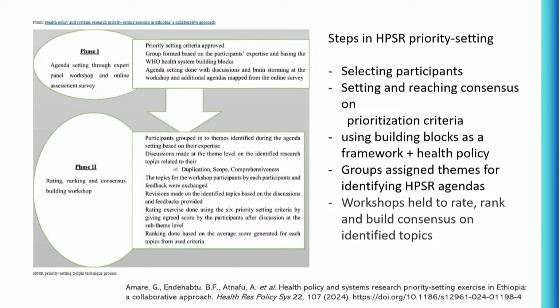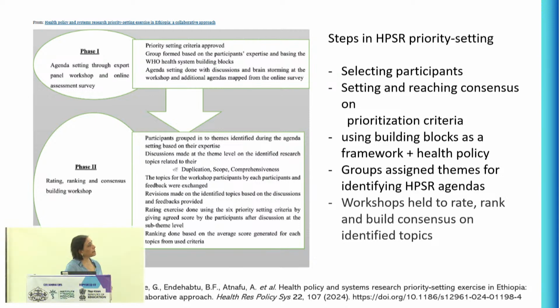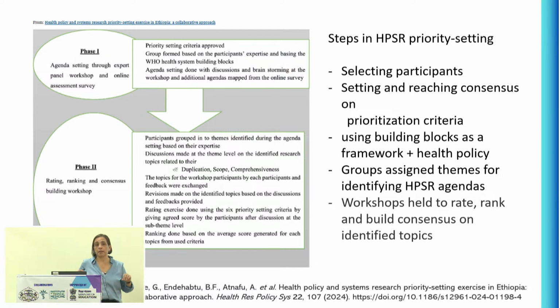So we had some very general criteria before, which was relevance, acceptability, et cetera, but they took a lot of time to think through the criteria. And then they used the building blocks as a framework, and they added on health policy. They grouped their stakeholders according to the building blocks: people with more expertise on the health workforce, people more on health policy, on financing, and so on. Within each of the building blocks, they then did another exercise where they set priorities within the respective fields of the health system. And then they held workshops to rate, rank, and build consensus on the identified topics.